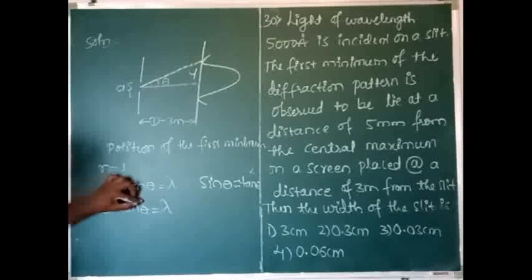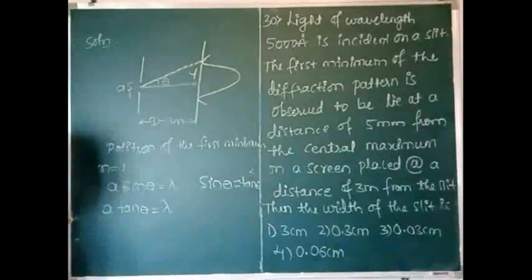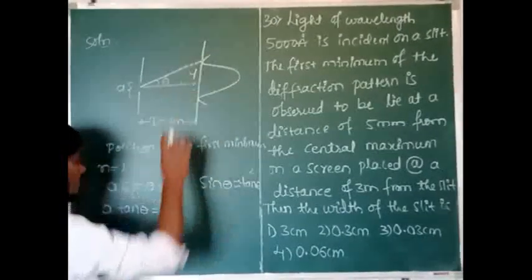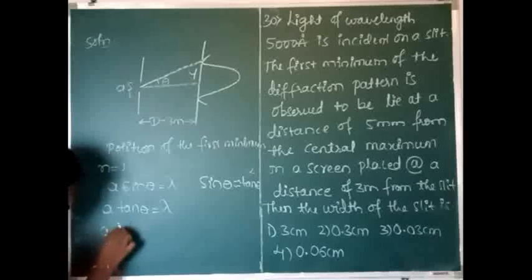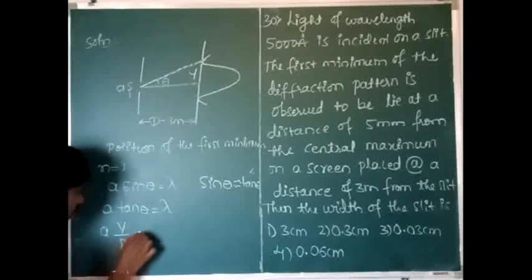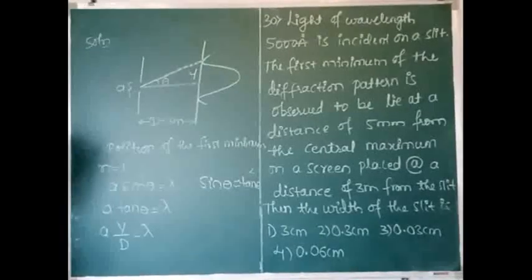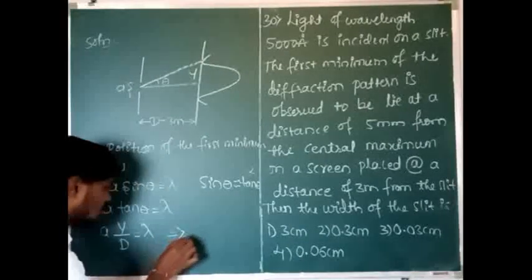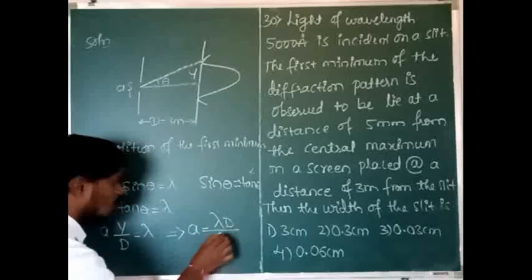Then what is tan theta here? Tan theta is nothing but opposite side divided by adjacent side. Which is the opposite side? y. Which is the adjacent side? D. That is a into y by D, and that is equal to lambda. Then what is our aim? Our aim is to find a. Then a is equal to lambda into capital D divided by y.